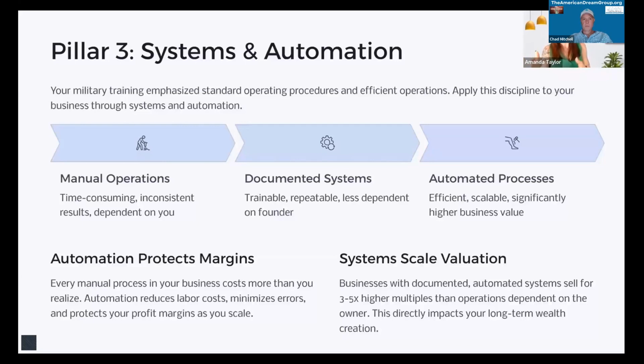If it's clearly documented and it's able to duplicate, then you are buying back your time as a business owner. Back to the automated processes, it makes everything so much more efficient, scalable, and you get a significantly higher business value because you're able to serve that many more people and take those manual tasks off your plate. So every manual process in your business costs you so much more than you realize. So you're going to end up, by automating your business and those manual tasks, reducing your labor costs. You're going to minimize errors. It's going to protect your profit margin.